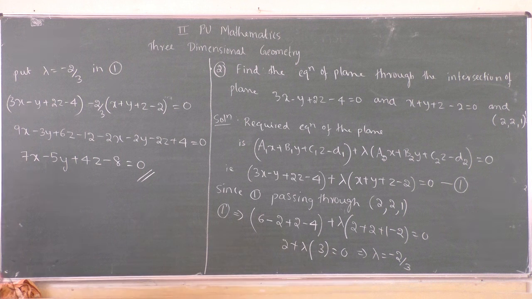So this is the required equation of the plane passing through the intersection of the given two planes and passing through the point 2, 2, 1. Now let us continue the remaining things in the next class.